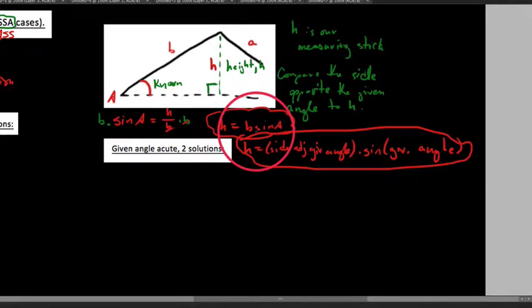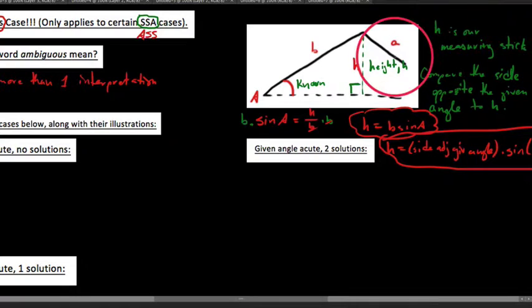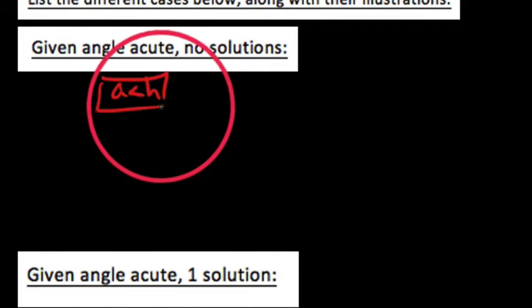So now in terms of this situation, let's go back to why I want this height in the first place. That height in comparison to our side opposite here is going to allow us to determine whether we have no solutions or two solutions or one solution. So let's look at the no solution case. And in the no solution case, what we saw was that this side length A, which is opposite this known angle, is just really not as long as the height here. And so in that particular case, we're going to list a particular truth here. We're going to say A is less than H.